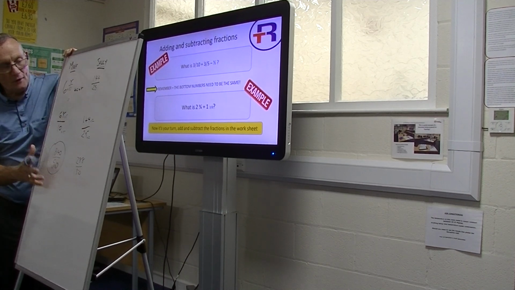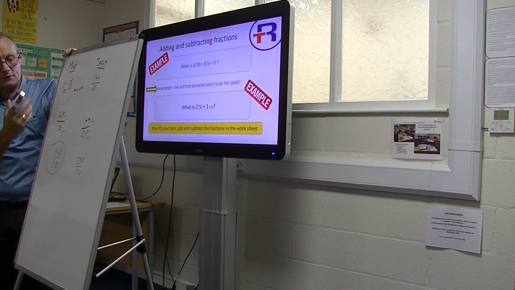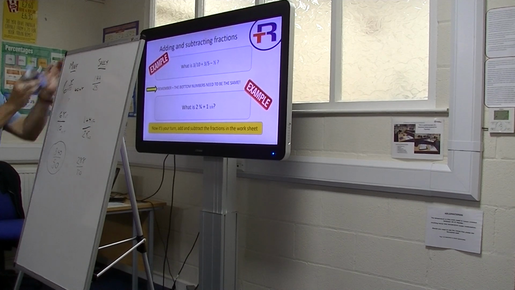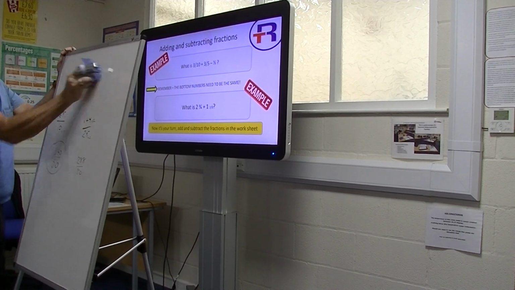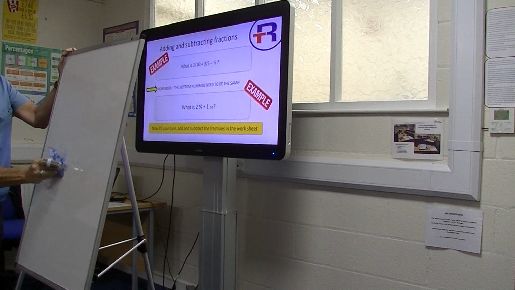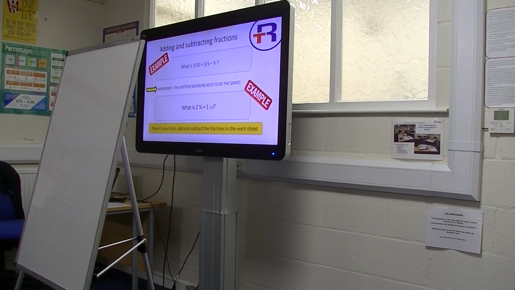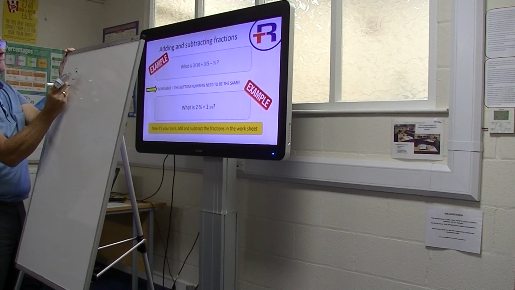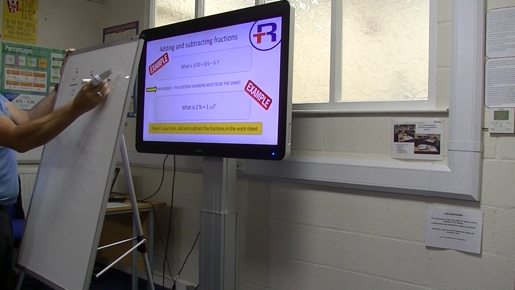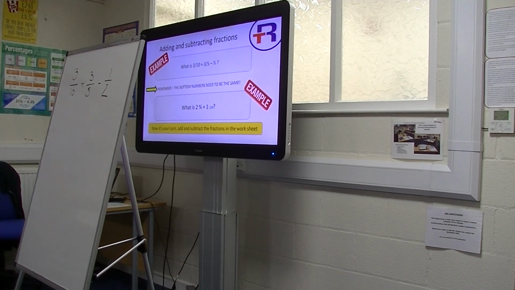So it's all about converting the fractions, changing the fractions so they're the same, and then adding them or subtracting them. I'll give you a couple of examples, and then we can do a few ourselves. Quite common questions in the exam. 3/10 plus 3/5 minus a half. And there's a sum, okay?